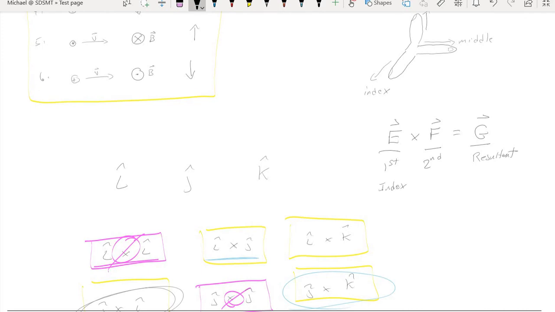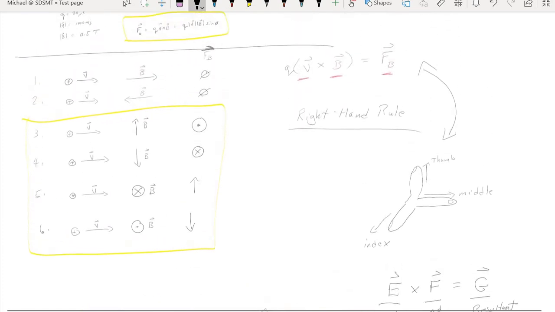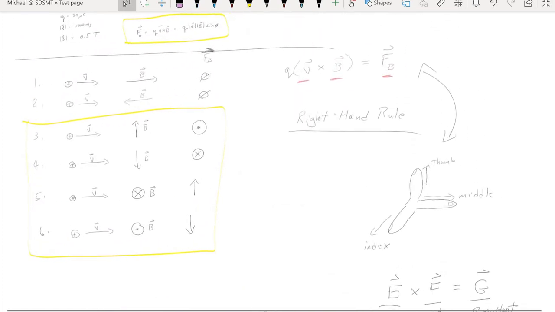The first vector in your cross product will be your index finger. The second vector in your cross product will be your middle finger. The resultant vector that you produce from your cross product will be your thumb. All right, so now is where you get some practice using this right-hand rule.